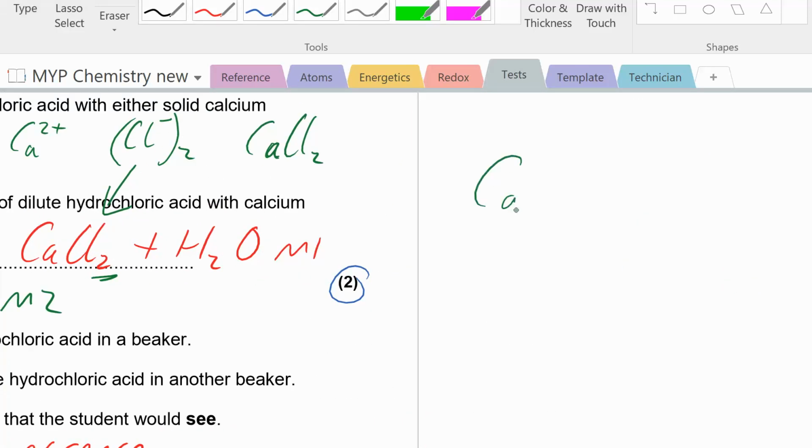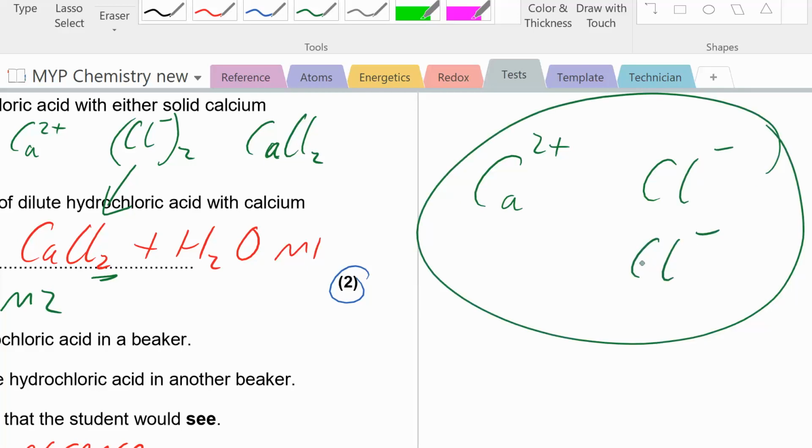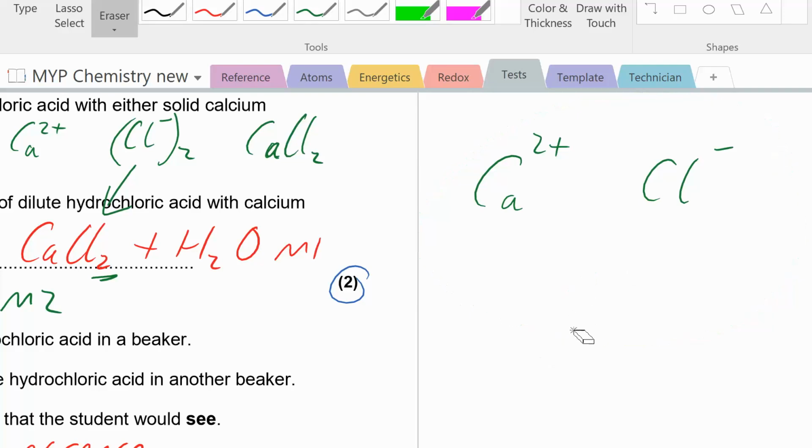Okay, just to show that again, 2 plus a Cl and a Cl. Overall, if I add these charges, it is 0. Okay, if you just put Cl, then it is unbalanced and we have a chemical which has a +1 charge.